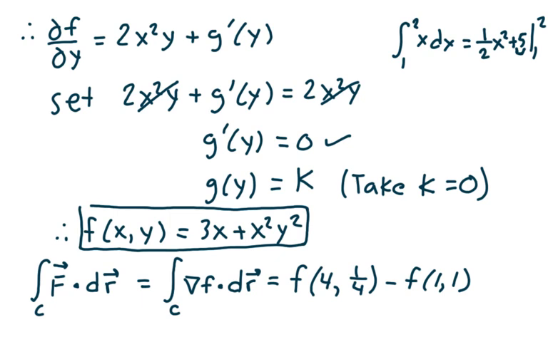And so f of x, y is equal to 3x plus x squared y squared. And so the integral over C of F dot dr is the integral over C of the gradient of f dot dr. And that's equal to f of (4, 1/4) minus f of (1, 1). So we just needed to evaluate the endpoints. And that's the power of knowing that you have a conservative vector field. We just needed to consider the endpoints, and the curve became inconsequential.